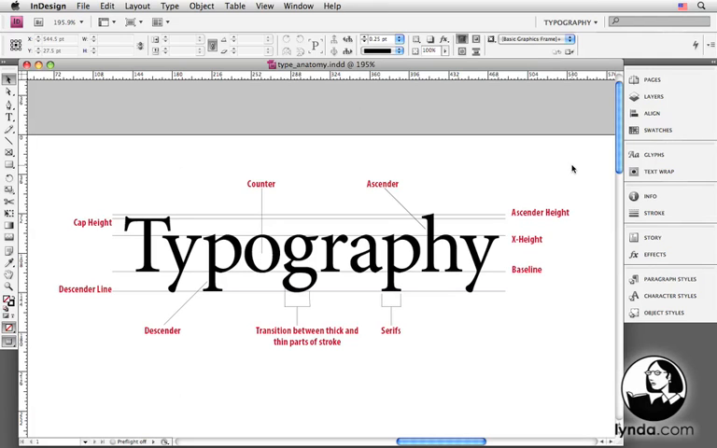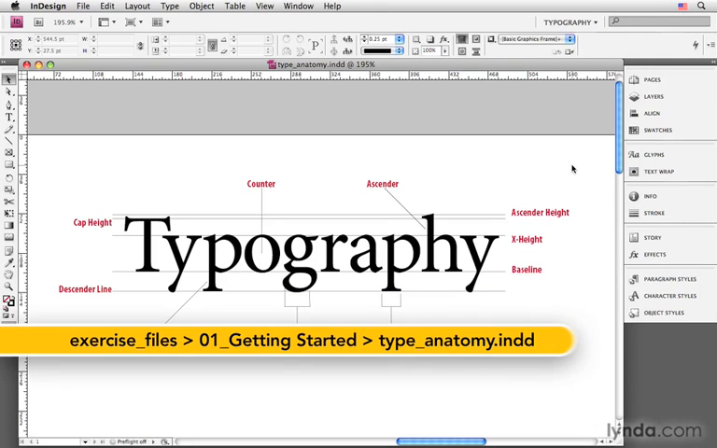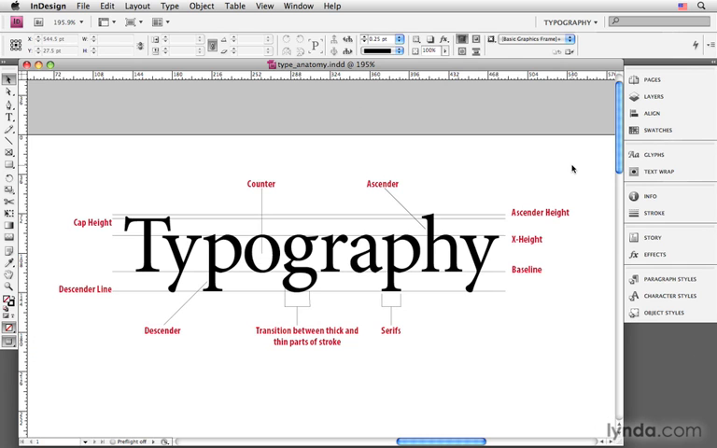Let's get started looking at some type terminology. There are many different terms for the different parts of letters. I've distilled them down to this simple diagram, and these are the things that we really need to know. So we have the baseline. This is the imagined or implied line upon which the type sits.